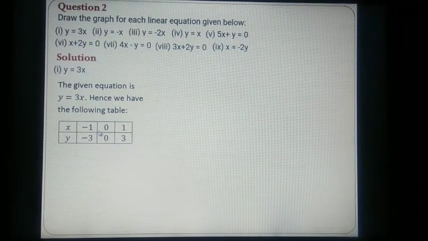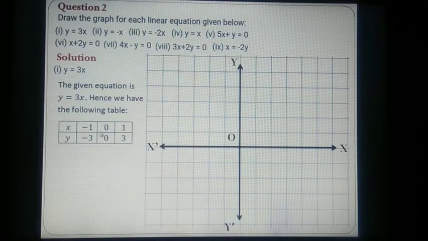Now we'll take a graph sheet, and again as usual we'll draw the x-axis and y-axis. Now from here we get 3 coordinates. One is minus 1 comma minus 3. So whenever x is minus 1, the value of y is minus 3. That's why one of the coordinates is minus 1, minus 3. So we'll plot minus 1, minus 3 on the graph paper. Similarly, the other coordinate is 0 comma 0, right? So 0 comma 0 is marked. Similarly, the other coordinate is 1 comma 3. So 1 comma 3 is marked.